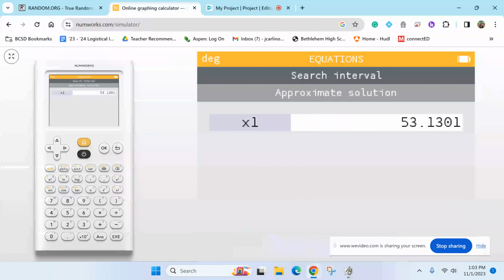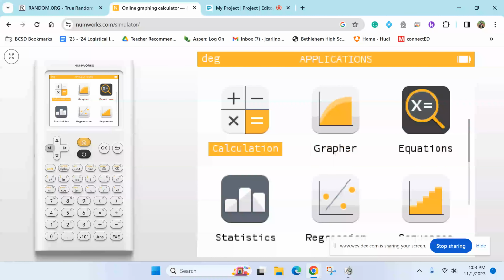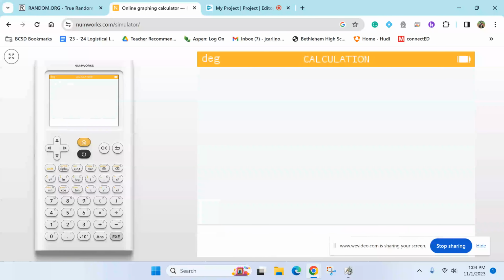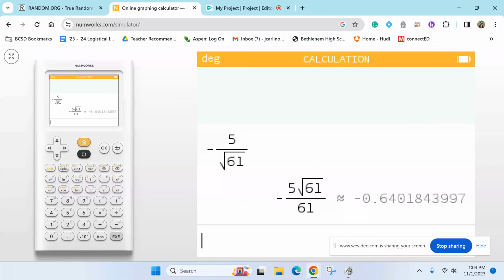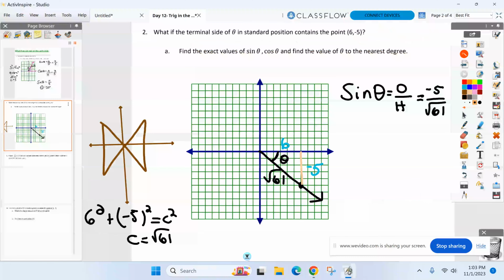So go back to your calculations. Negative 5 divided by the square root of 61. It'll do it for you. So negative 5 radical 61 over 61.